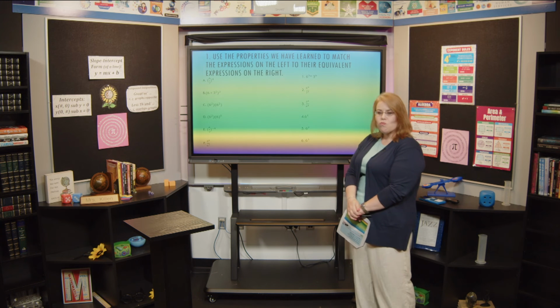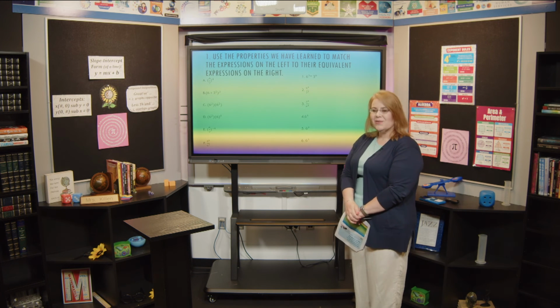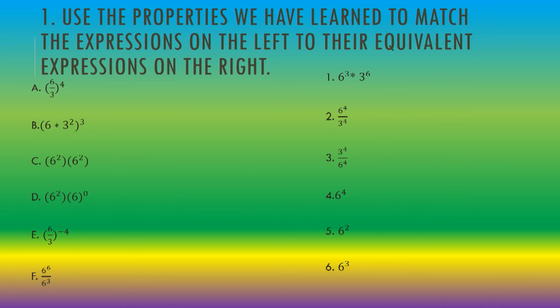All right. So here we go. Let's see what we got. I've got 6 to the 4th, or excuse me, 6 over 3 to the 4th. So how am I going to look at that? Well, let's break that up. 6 to the 4th over 3 to the 4th. Now, which one looks like that? Exactly right. That's going to go to number 2, or if you wrote number 2 beside A. Good job.